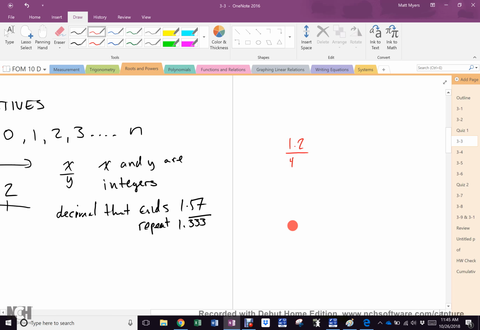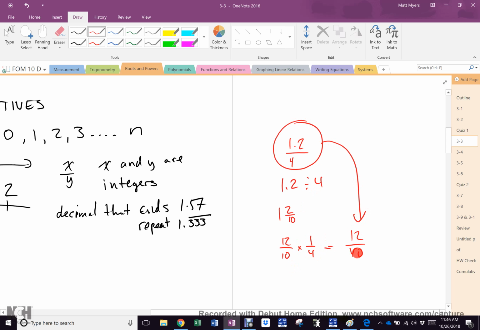Yes, thank you, Joseph. Isn't this 1.2 divided by 4? Yes. And isn't 1.2 1 and 2/10? Yes. And isn't 1 and 2/10 12/10? Yes. And isn't divided by 4 the same as multiplied by 1/4? So isn't this 12/40? Everybody good?